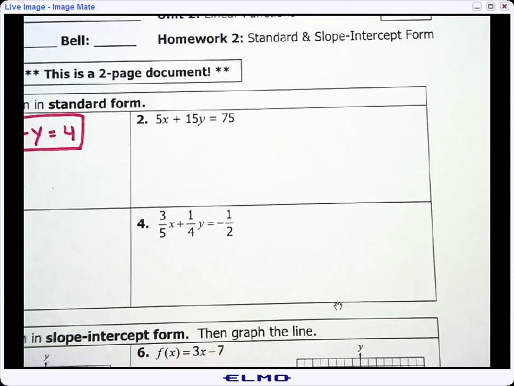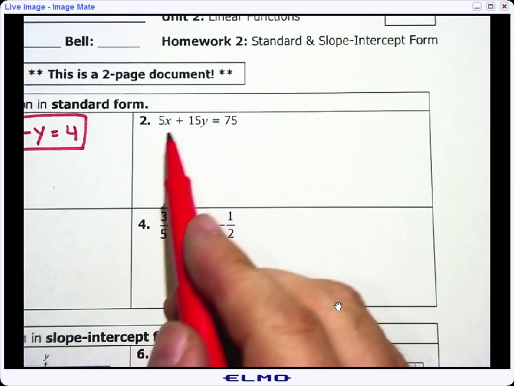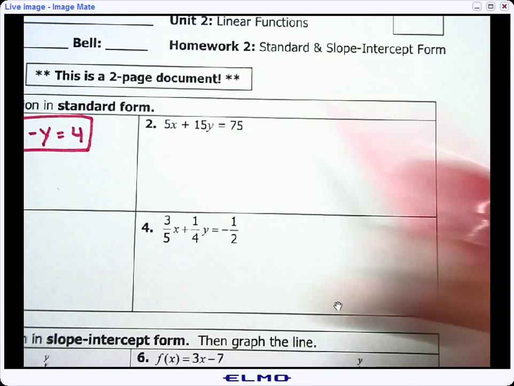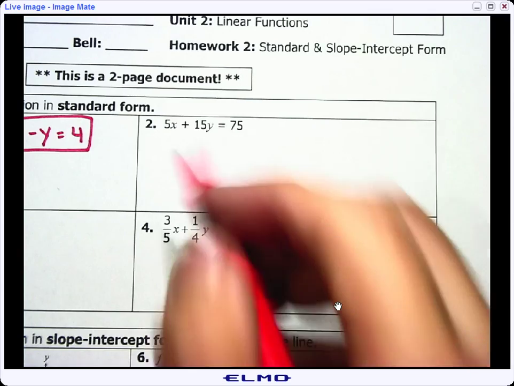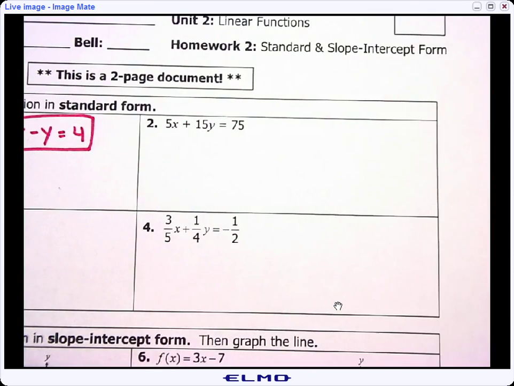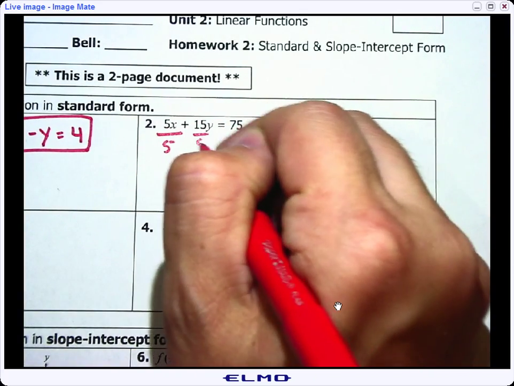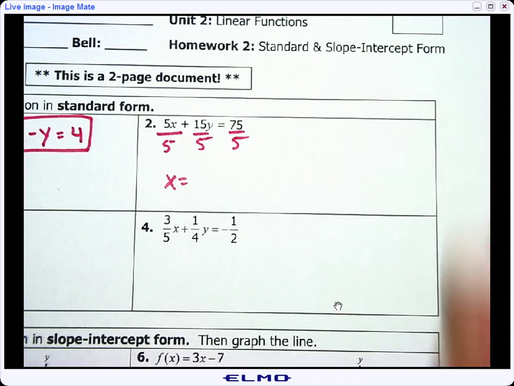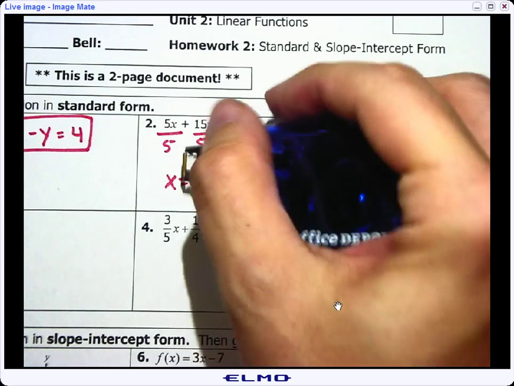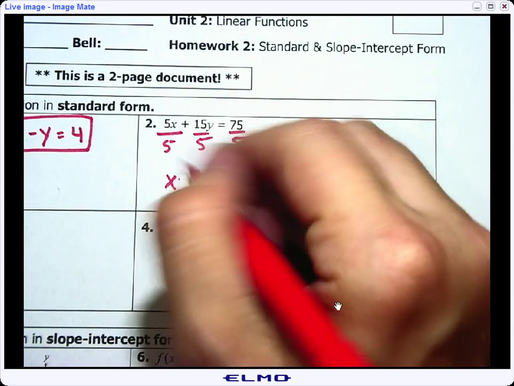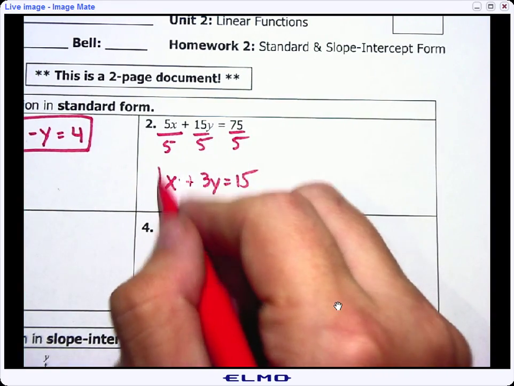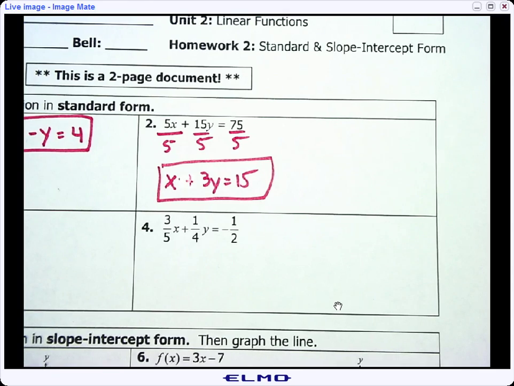All right, second problem. Everything's in the right spot. X's, Y's, constant. My A is positive. 5, 15, 75, they're all whole numbers. But what you do notice is 5, 15, and 75 are all divisible by 5. So we got to first divide everything by 5, which is going to give us x plus 3y equals 15. And now we're in standard form.